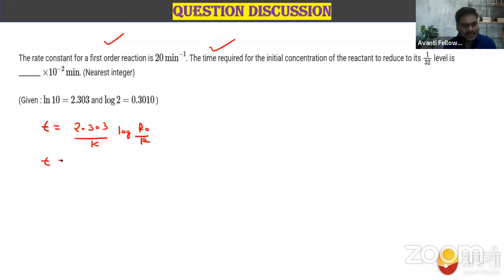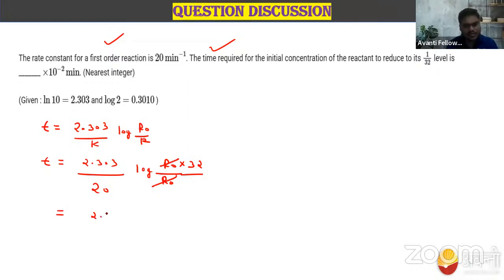So this is what we have, that is t. So we have 2.303 over the rate constant, which is given as 20 minutes. This is log R naught over R, and R is reduced to 1/32 of its value, that is R naught by 32. Now this R naught gets cancelled.